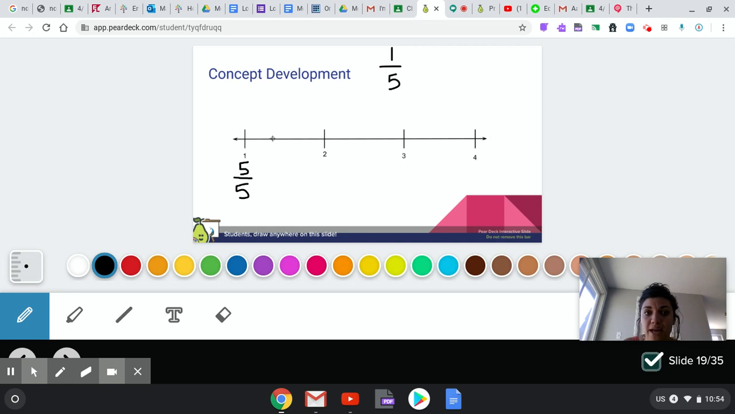Now I'm going to need to divide each from each point, 1 to 2, 2 to 3, 3 to 4, into 5 sections. So 1 section, 2 sections, 3 sections, 4 sections, 5 sections. So you know you need 4 lines. There we go. And again here.